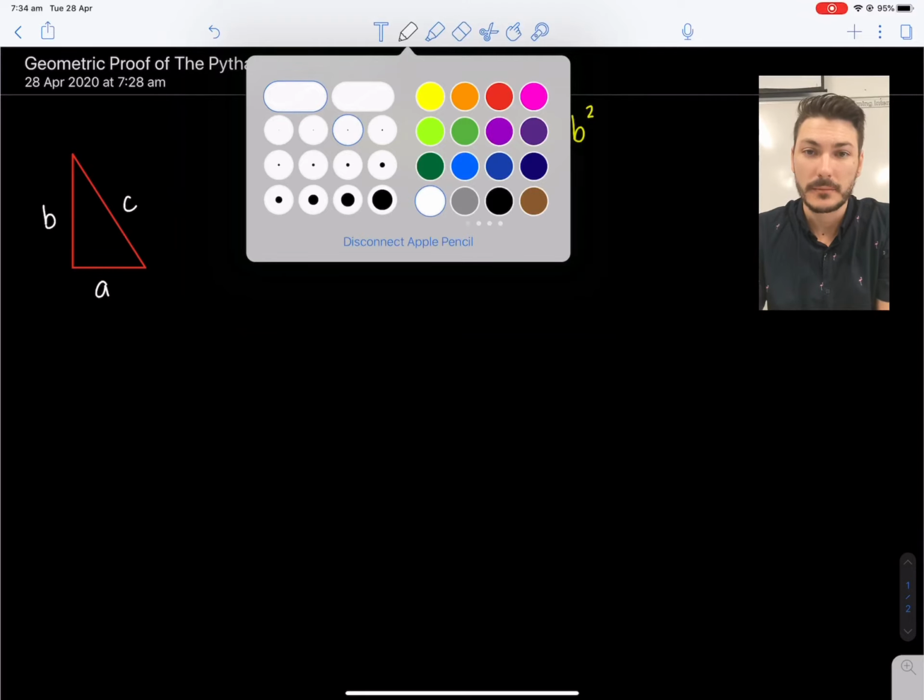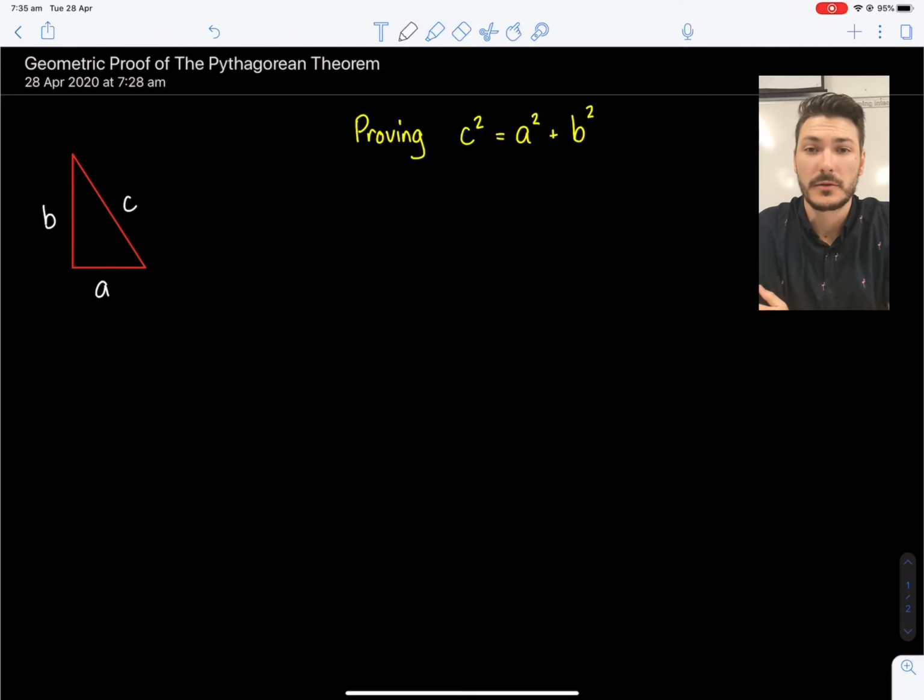Hey all, today I'm just going to be making a video which is a geometric proof of the Pythagorean Theorem. So we've been going through the Pythagorean Theorem a little bit, or at the very least we're going to start doing that. And oftentimes students are fine with just knowing the formula c squared equals a squared plus b squared and how to use it to solve for unknown side lengths in a right angled triangle.